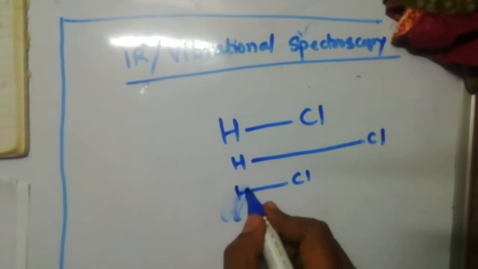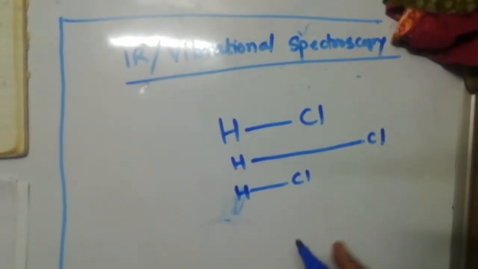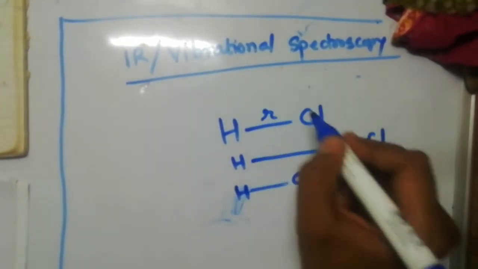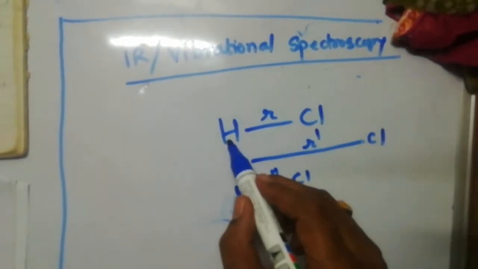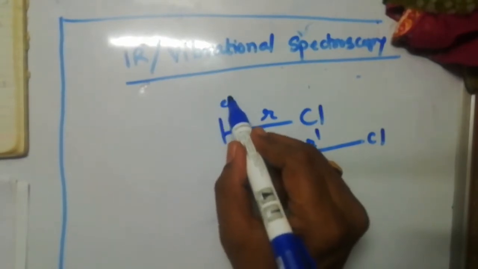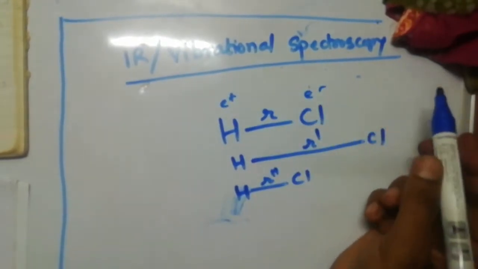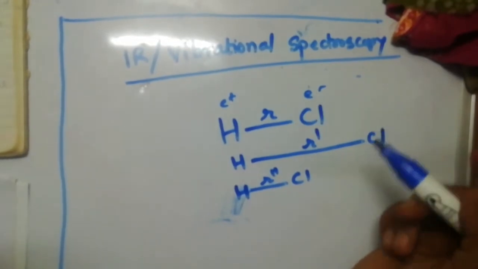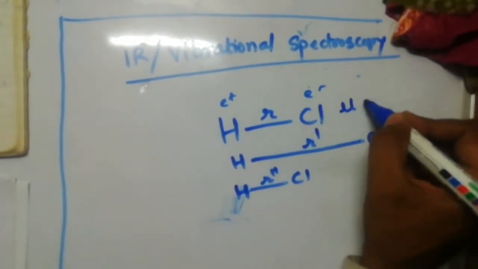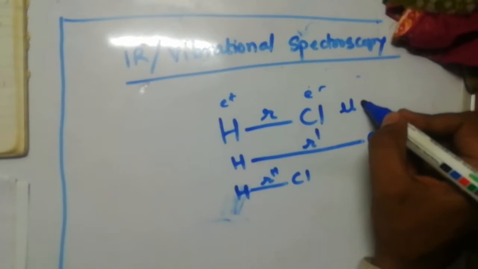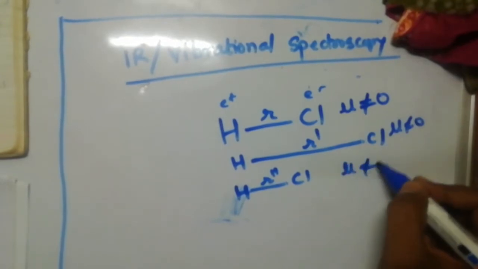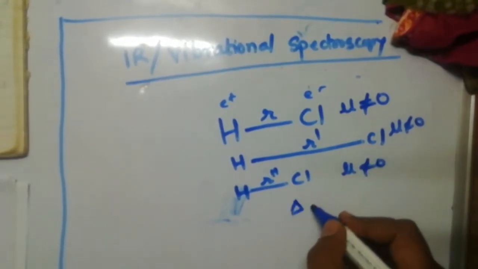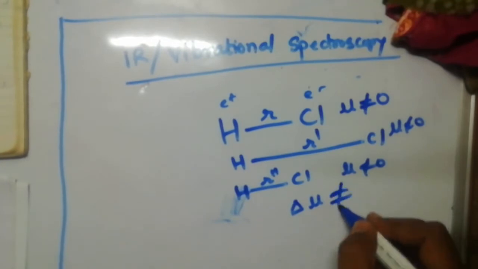Sorry, I will put H here, right? So this is the equilibrium position R, this is R prime, and this is R double prime. Now there are charges here, some E plus and E minus charges are there. So some charge is there, it means that this molecule is having mu not equal to 0, this is also having mu not equal to 0, this is also having mu not equal to 0. So certainly their delta mu will also be not equal to 0.